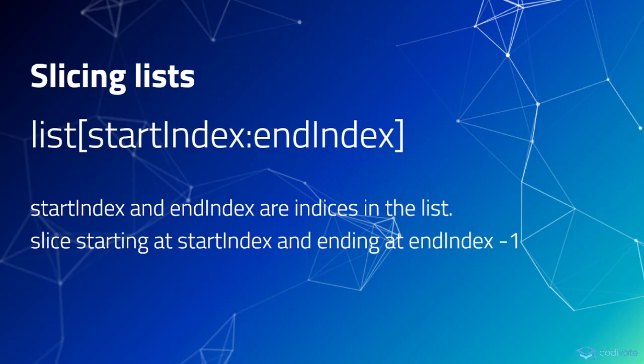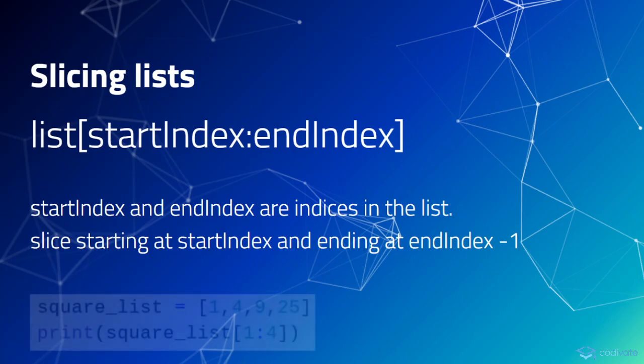If we wanted a slice of the items in the list, we would have to use this syntax. We have the list name, followed by square brackets, and inside those square brackets we have the start and end index separated by a colon. So this will give us a list made from the original list. The new list that this slice creates will start at start index, but it will end at end index minus 1. Let's take a look at an example so we can understand what this means.